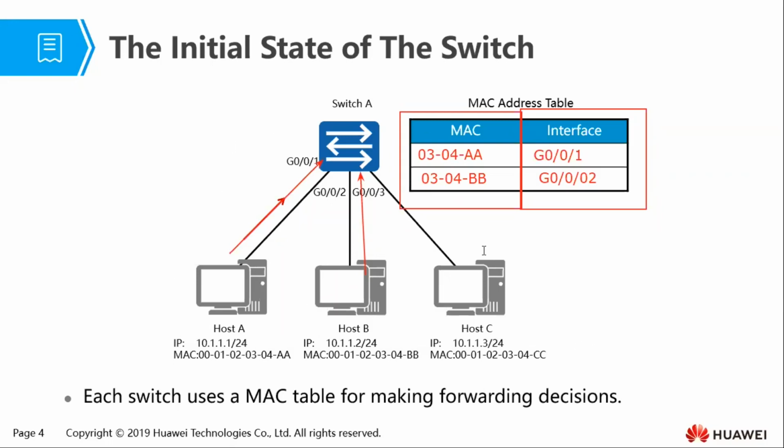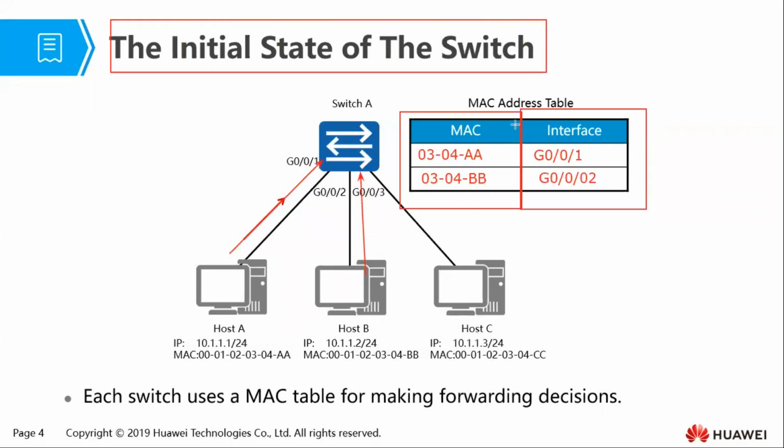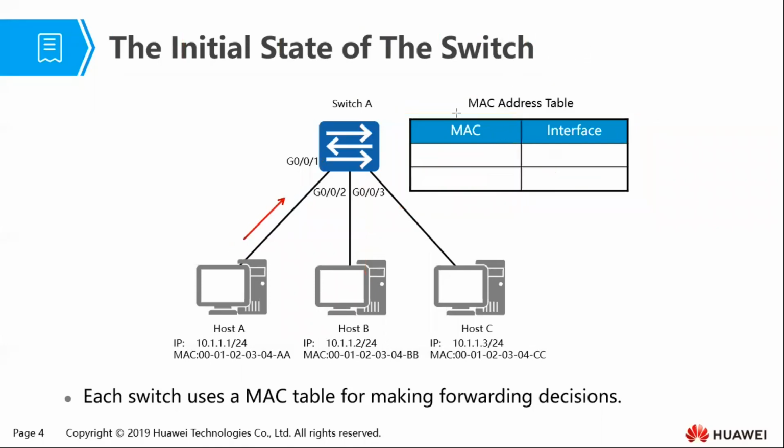So how is this done? Now, in particular, the initial state of the switch is that it will have an empty MAC address table. So we've not learned any MAC address. We'll only learn a MAC address once a device sends a frame. So let's see how that is done.